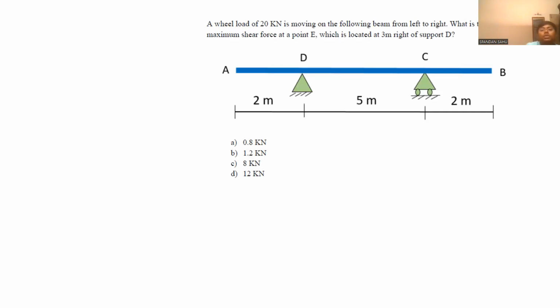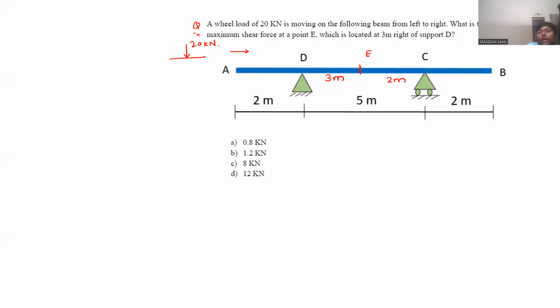Now, let us do this question. Here, they are telling that a wheel load of 20 kilonewton is moving on the following beam from left to right. Left to right means like this. 20 kilonewton is moving, and 20 kilonewton means only one load is there. What is the maximum shear force at point E, which is located 3 meter from here, joint D, means this will be 2 meter.